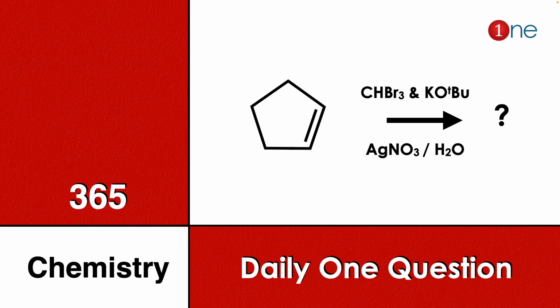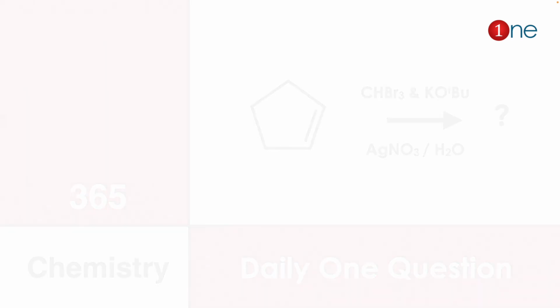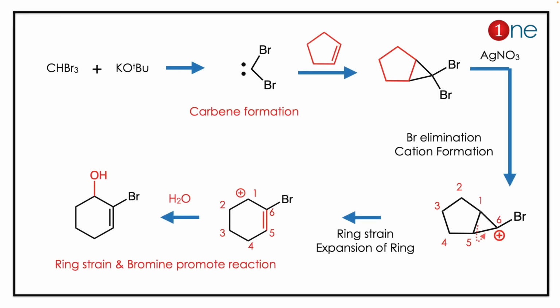Here cyclopentene is there. You have bromoform, tertiary butoxide, and silver nitrate and water. You have to find what will be the final product. Here the reaction is interesting because you should know what reagent will give what.